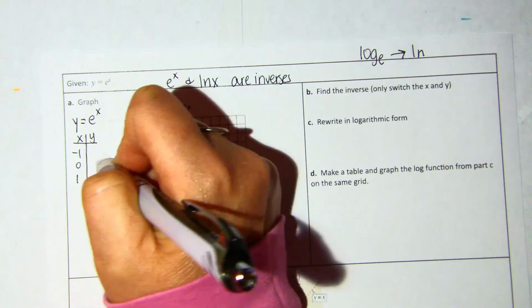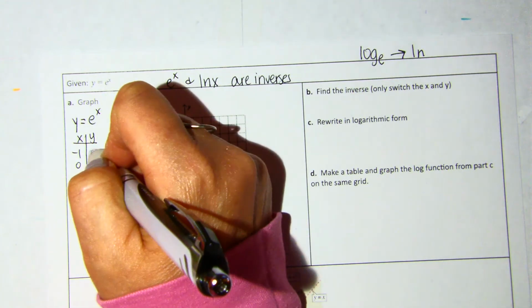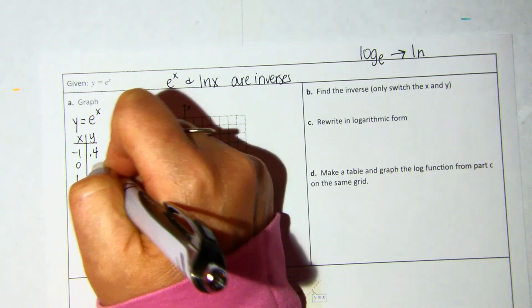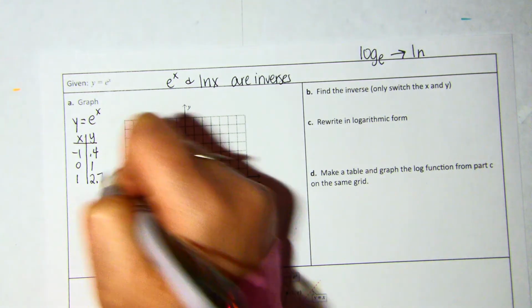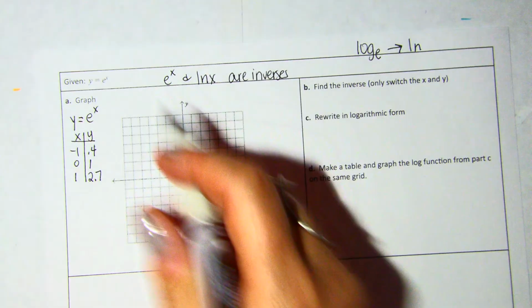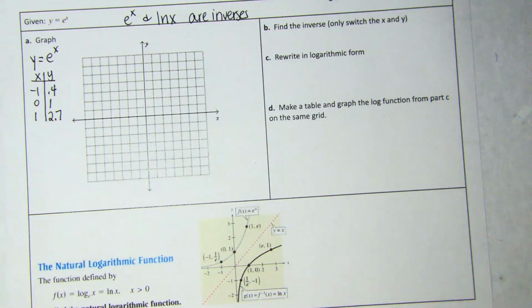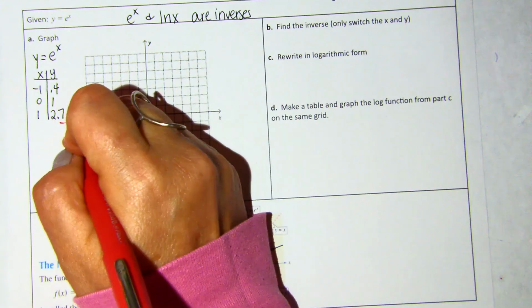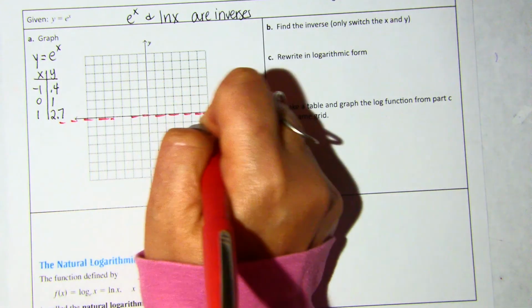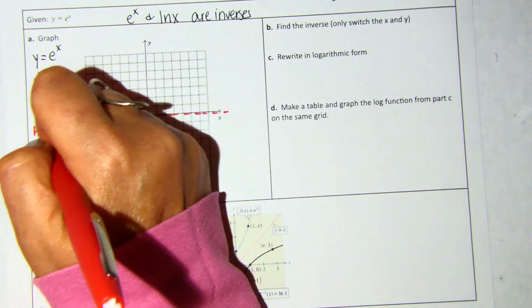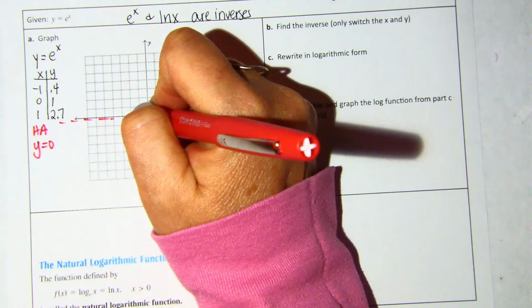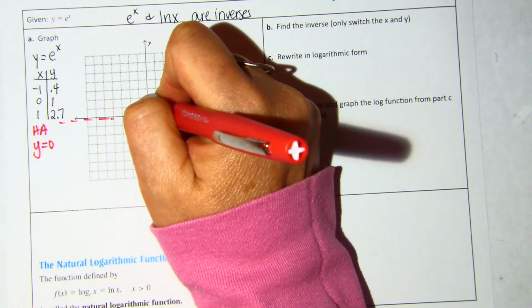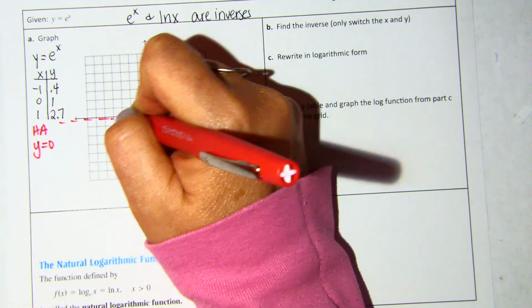So let's just make a little table here. Negative 1 is 0.4, and then e to the 0 is 1, and e to the 1 is just 2.7. You can just round it. And so for exponentials, remember we have a horizontal asymptote. This has a horizontal asymptote of y equals 0. Let's graph it. So negative 1, 0.4, 0, 1, and 1, 2.7.